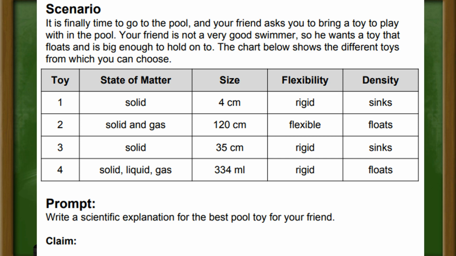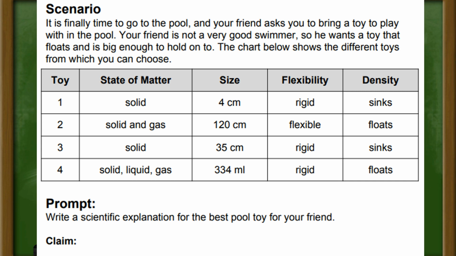It is finally time to go to the pool, and your friends ask you to bring a toy to play with in the pool. Your friend is not a very good swimmer, so he wants a toy that floats and is big enough to hold on to. The chart below shows the different toys from which you can choose. There are different toys, as we can see in the chart, 4 different ones. One is a solid and gas, one is a solid, and one is a solid, liquid, and gas. There are also different properties of each item, along with the state of matter, including its size, flexibility, and density, that can maybe help us make our decision.